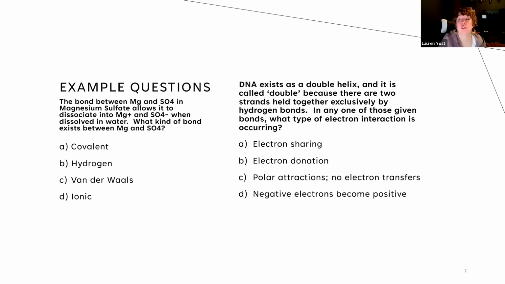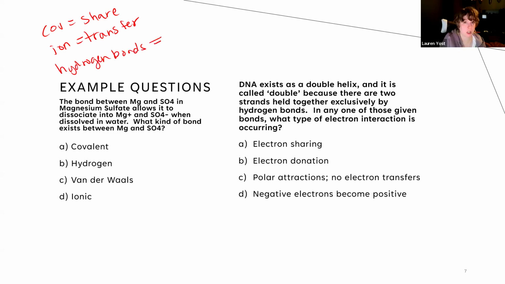All right, so I'm going to write our little cheat notes out to the side. We know covalent, we are sharing. Ionic, we are transferring or donating an electron. And we had hydrogen bonds. I want to put bonds, not just hydrogens, hydrogen bonds, right? These are just attractions between an H that has a positive polarity to something that has negative polarity. That is the hydrogen bond.